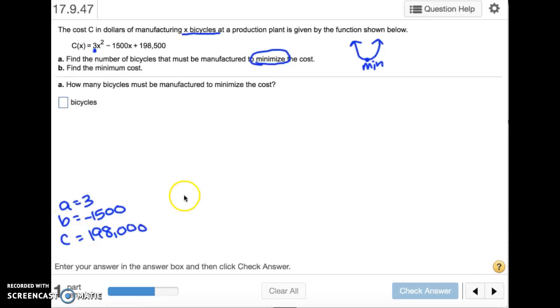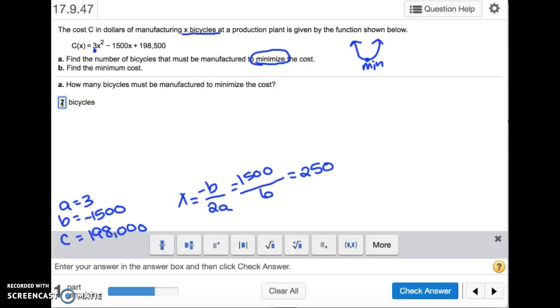To find that axis of symmetry, that x value, I use negative B over 2A. Well, negative times negative 1,500 is 1,500. And I'm going to divide that by 2 times my A, which is 6. And 1,500 divided by 6 is going to give me 250. So that's how many bicycles I have to make to get the minimum cost. So I'm going to enter the 250 here.